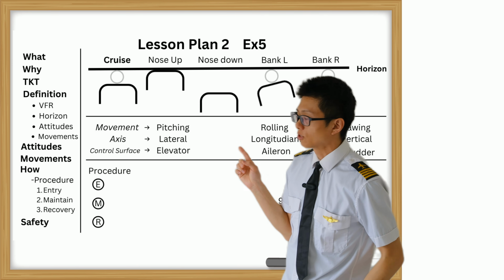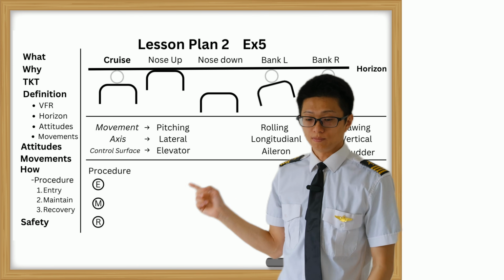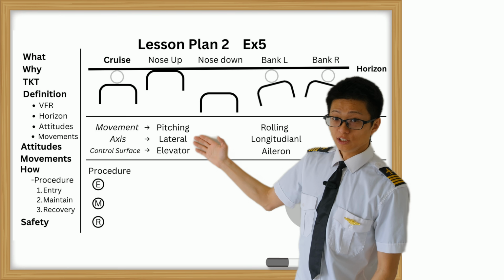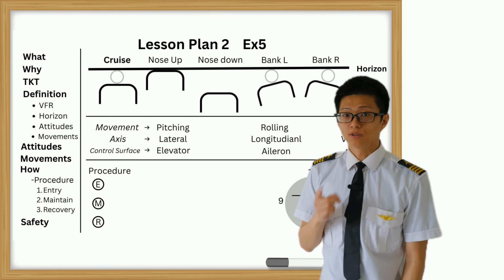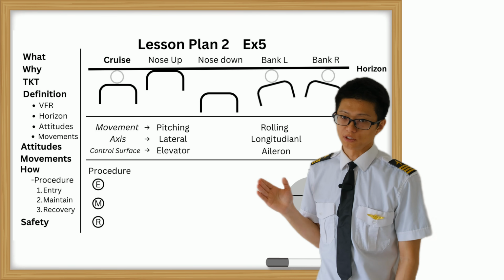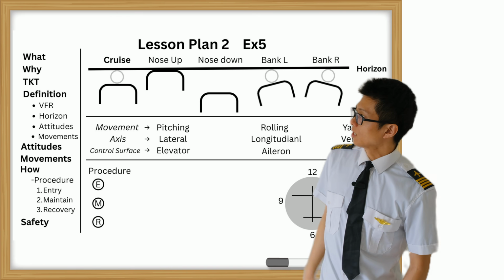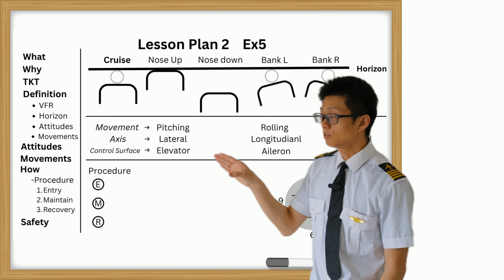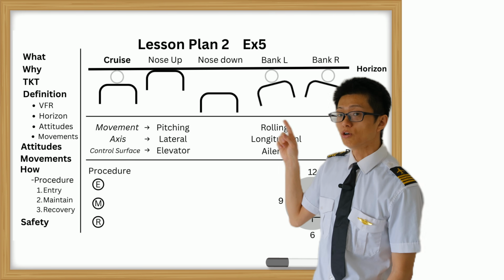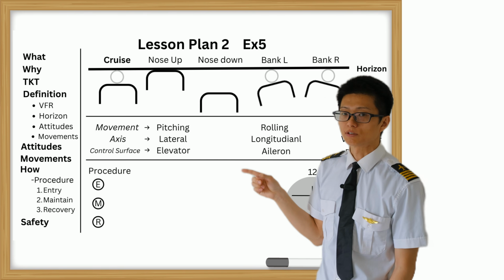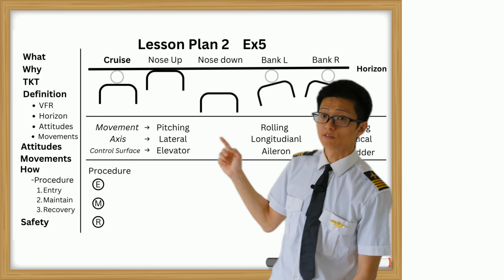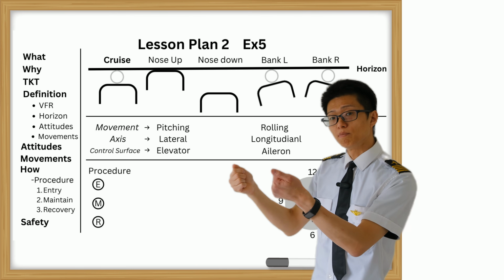Okay, now I'm going to talk about how you actually do it. There's always a procedure: entry, maintain, and recovery. Always follow this procedure. So let's start with the cruise attitude. We're going to enter from the cruise attitude to nose up attitude and back to the cruise attitude. For entry, first, you apply back pressure.